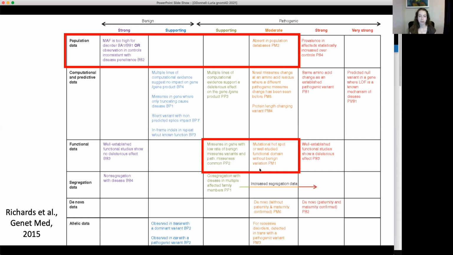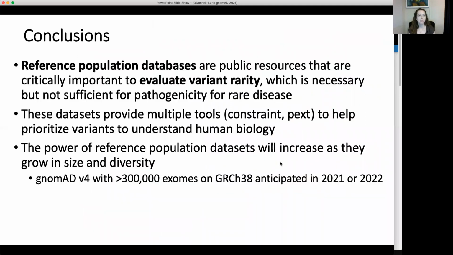And so we can start to think about constraint and what we can learn from human populations in using these criteria also. I hope I've convinced you that reference population databases are public resources that are critically important to evaluate variant rarity, which is a necessary but definitely not sufficient step for pathogenicity for rare disease. These datasets provide multiple tools, constraint, pLoF, to help prioritize variants to understand human biology. And the power of reference population datasets will increase as they grow in size and, really importantly, in diversity.